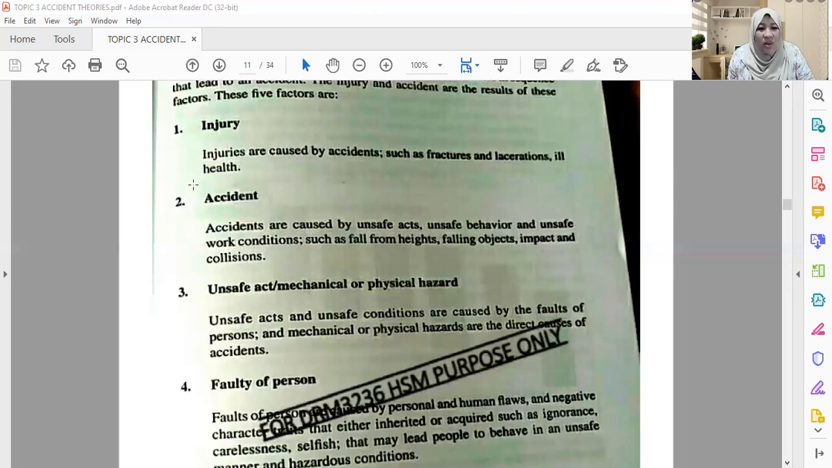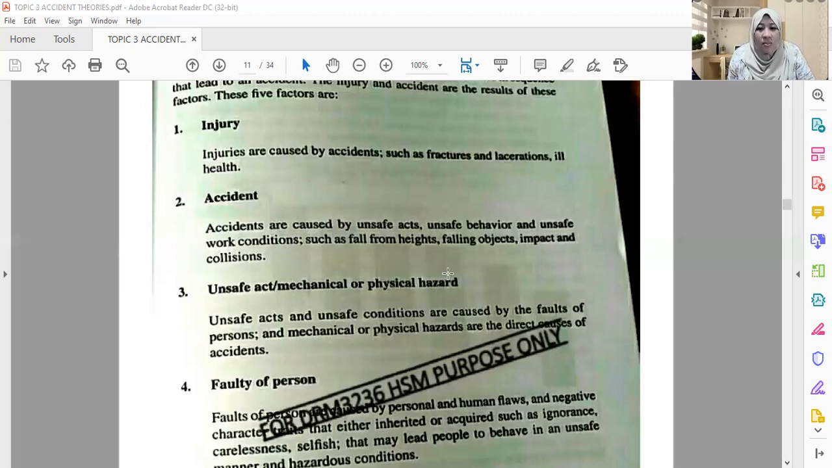Alright, the second one we're talking about the accidents. Okay, so this is about kemalangan lah. The accident means kemalangan. Accidents are caused by the unsafe acts, meaning to say your actions might be considered as unsafe. Tindakan yang menyebabkan dalam keadaan tidak selamat. While you're driving, you're texting, that is unsafe acts, right? Or maybe you're driving and you are drinking, meaning to say alcoholic drink, for example, you are not in the right state of mind. Okay, and then unsafe behavior.